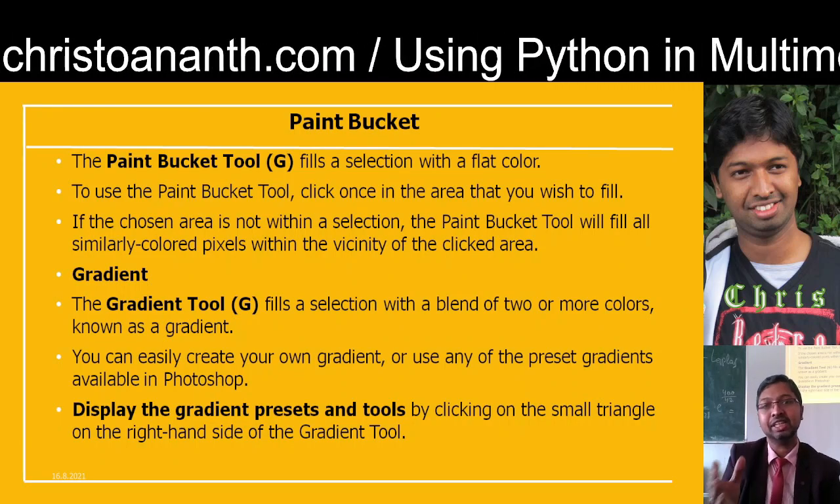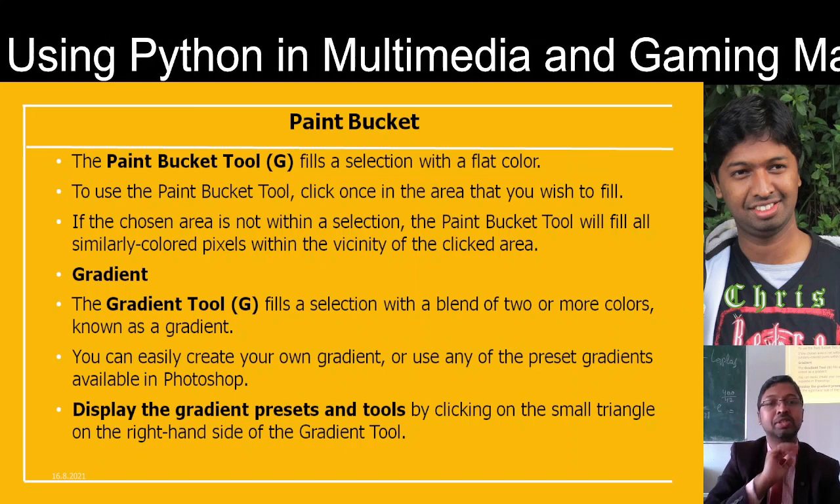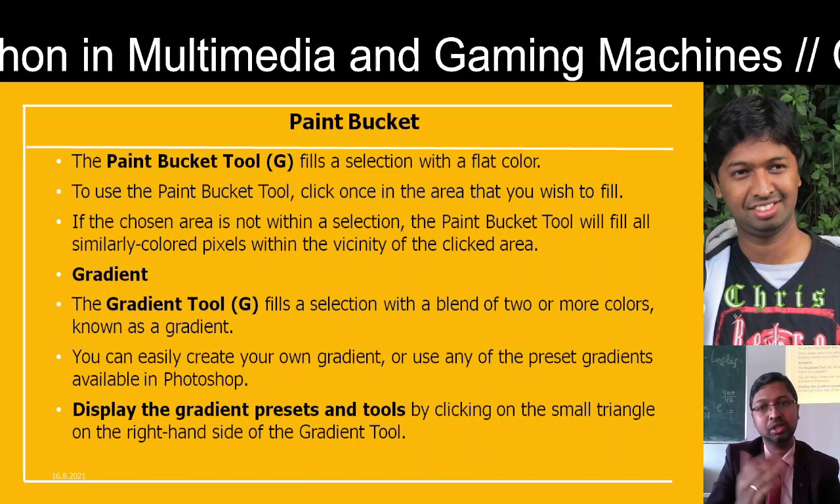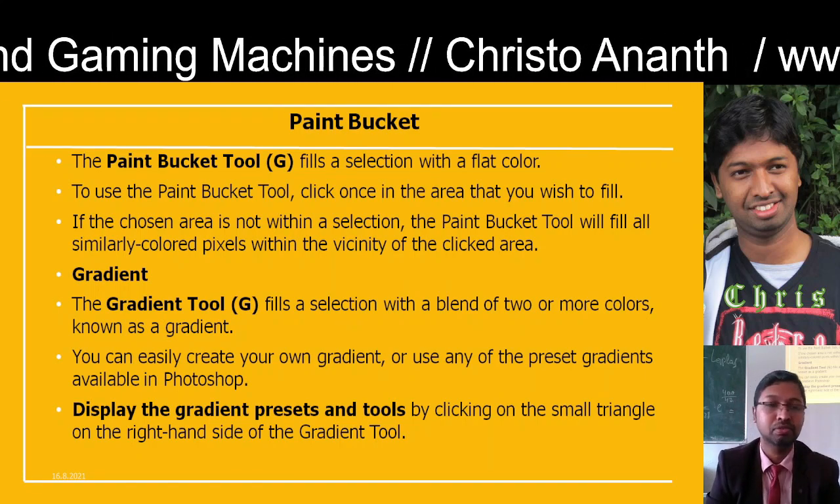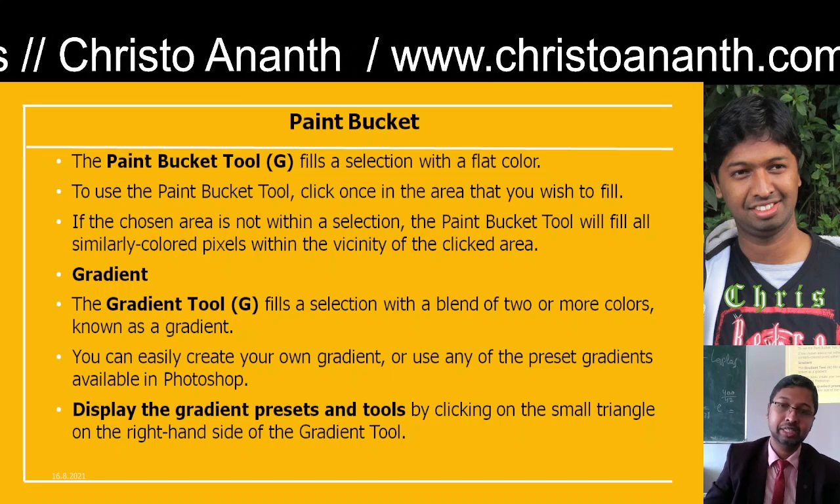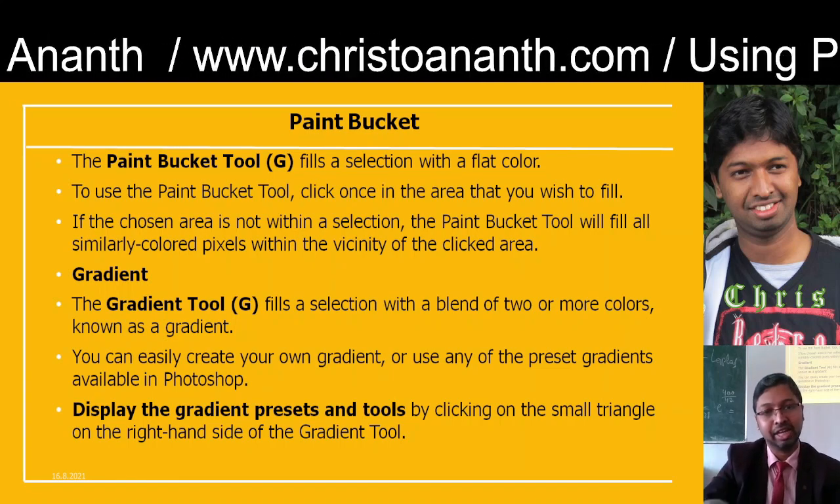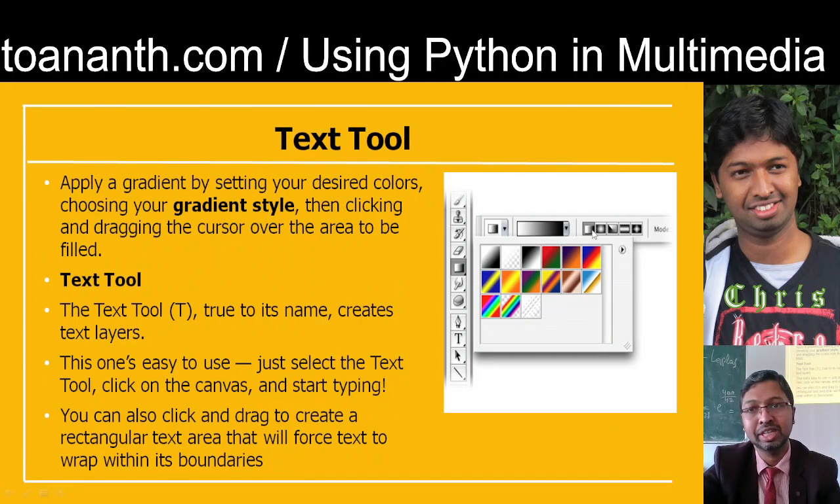Then you'll have gradient. Gradient is going to fill the selection with a blend of two or more colors. Okay, so that's how you can create your own gradient. Okay, and you can use preset gradients as well, especially available in Photoshop. Okay, and to display the gradient presets as tools, you can click on the small triangle on the right hand side of the gradient tool. Okay, so this is how you can choose the gradient.